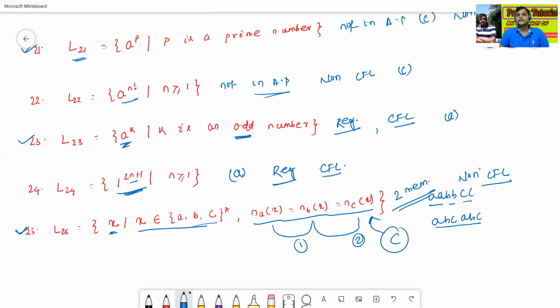In this way, we can identify whether a language is context-free or not. In the next class, we will read about the closure properties of context-free languages. Generally there are two types of context-free language, DCFL and NCFL, so we will read about the closure properties of DCFL as well as NCFL.